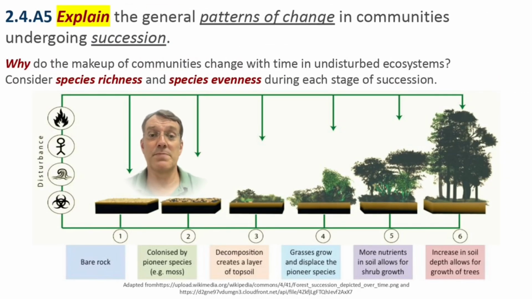Succession follows predictable patterns of community change. This progression shows increasing species richness and evenness as succession advances. Pioneer communities typically have low diversity and they're dominated by a few species, while climax communities have higher diversity with more evenly distributed species populations.